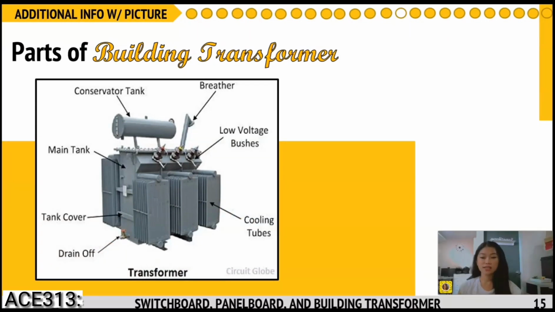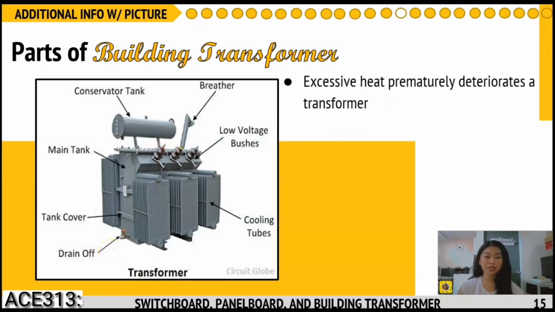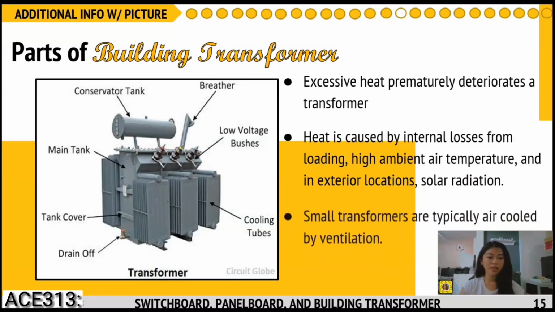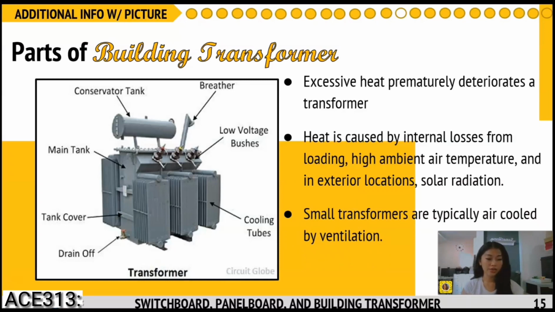So now let's tackle the additional information about building transformers. First, excessive heat prematurely deteriorates a transformer. Second, heat is caused by internal losses from loading, high ambient air temperature, exterior location, and also solar radiation. Next, small transformers are typically air-cooled by ventilation.